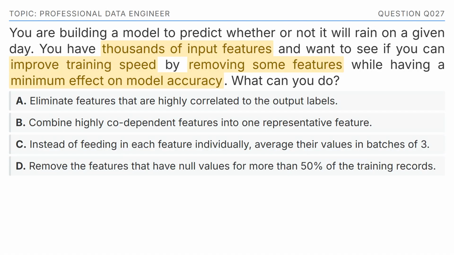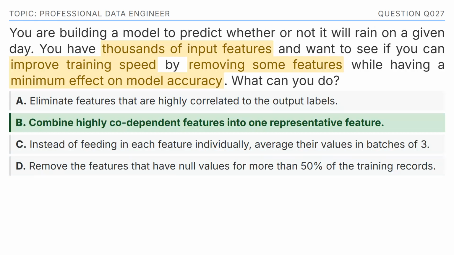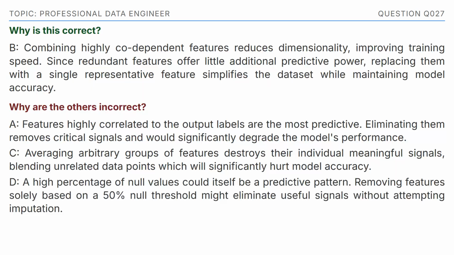To arrive at the correct answer, we focus on the keywords: thousands of input features, improve training speed, removing some features, minimum effect on model accuracy. The correct answer is option B, combine highly codependent features into one representative feature. Why is this correct? B. Combining highly codependent features reduces dimensionality, improving training speed. Since redundant features offer little additional predictive power, replacing them with a single representative feature simplifies the dataset while maintaining model accuracy.